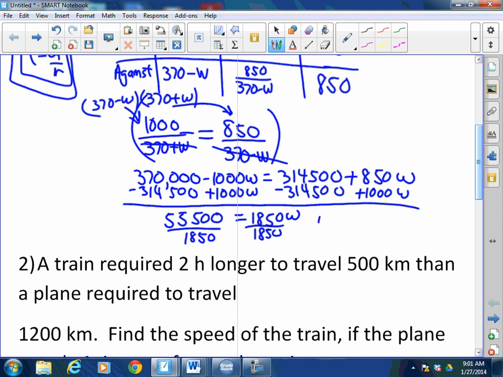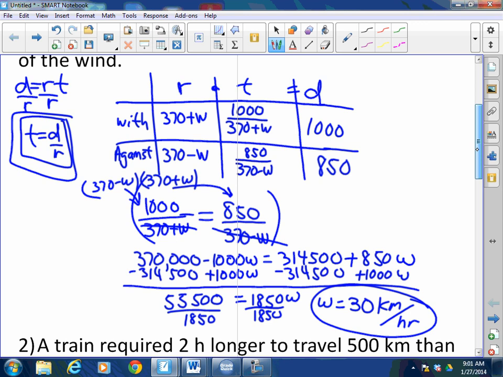This is the usefulness of the calculator. Divided by 1850, and that will be 30, not miles per hour, but kilometers per hour. Does everyone see what I did there? Any questions, please? Yes, sir, thank you.